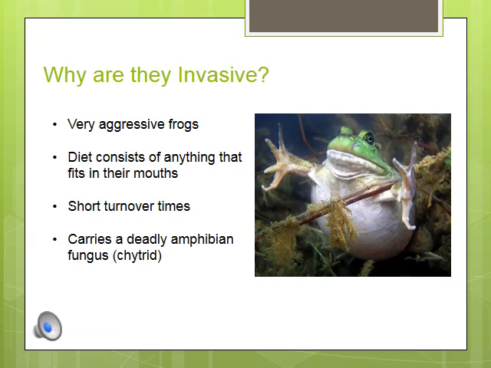The loss of native species has a twofold effect. It leads to the extinction of a species and affects the predator-prey relationships that species was a part of. Also, American bullfrog turnover times are remarkably short, with tadpoles reaching maturity in only 8 months. Even worse, bullfrogs carry a fungus, Chytridiomycota, deadly to amphibians.